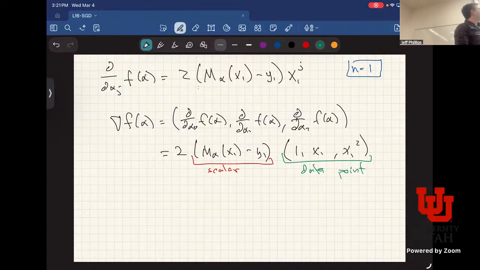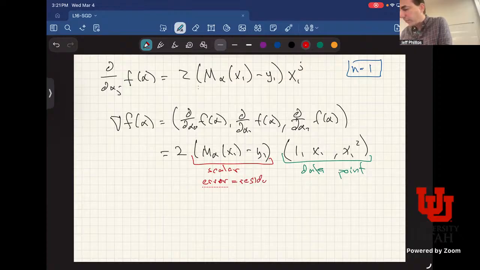And then the red scalar part, this is the error or the residual at x1, y1. Okay, so I just calculate what is the residual, and I multiply it by the data points. Okay, so now the gradient turned out to be pretty easy in this case.